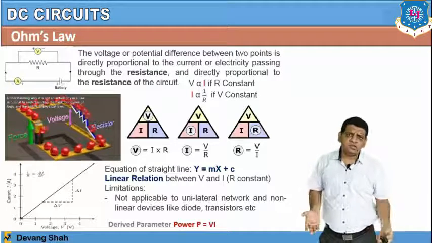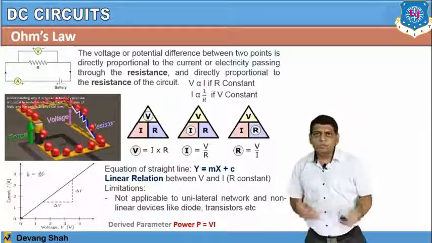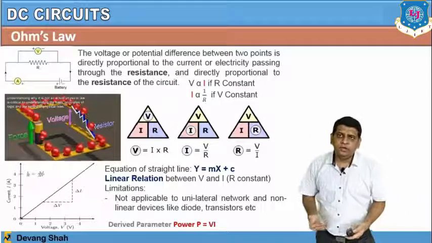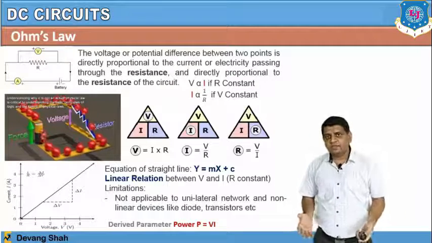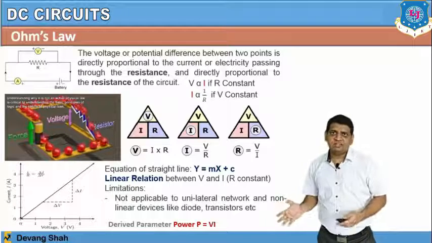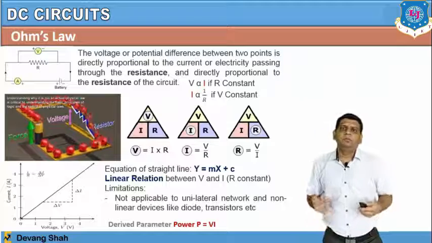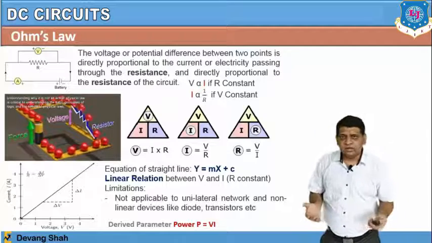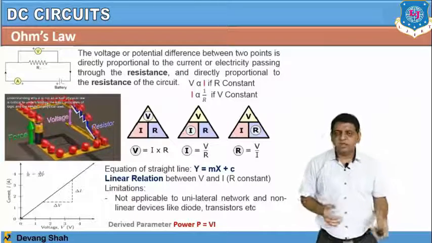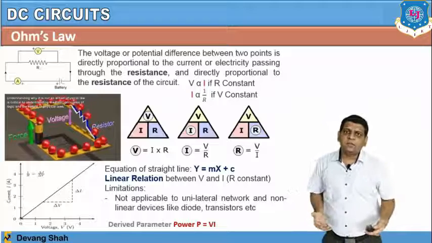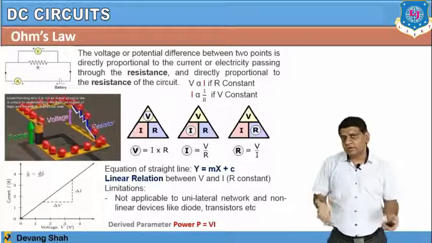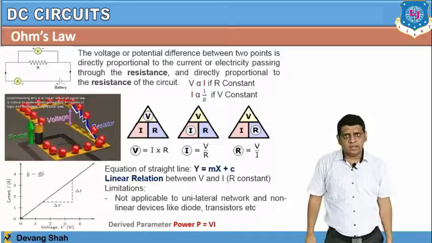There are certain limitations of Ohm's law. It is not applicable to unilateral devices or active devices like transistors and diodes. It is applicable to linear networks where only resistance exists, right? In the same way you can also find the derived parameter of Ohm's law, which is called power, P is equal to V into I, right?